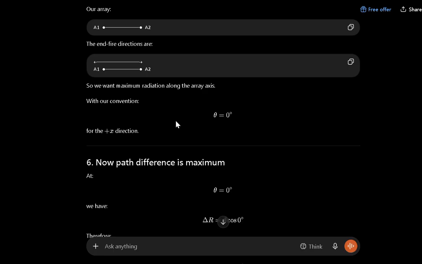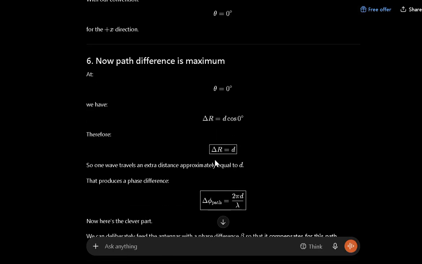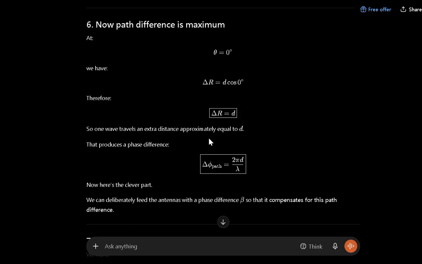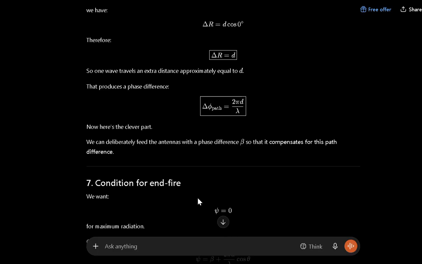Angle is 0, right? For the x-axis, now path difference, theta equals 0, cos 0 means 1, delta r equals d. So one wave travels one extra distance approximately equal to d. That is a phase difference. Delta phi of path equals 2 pi d by lambda. Now here's the clever part. We can deliberately feed the antennas with a phase difference beta so that it compensates this path difference.